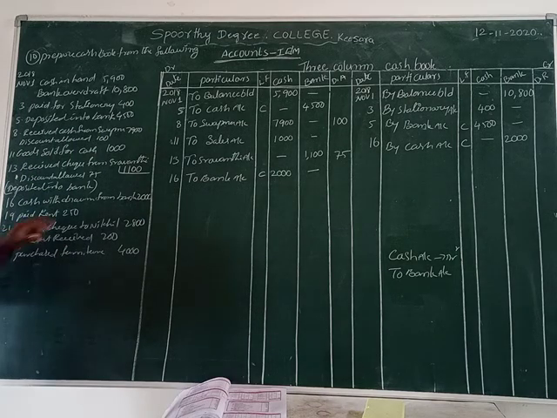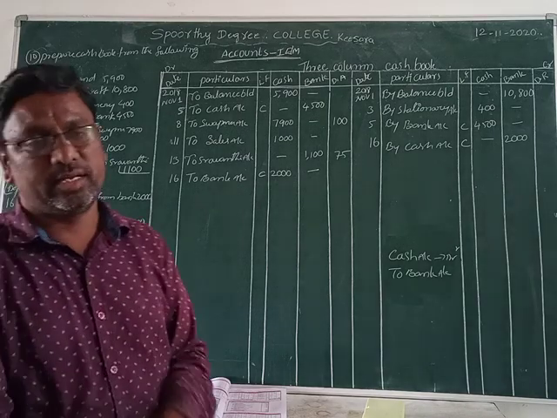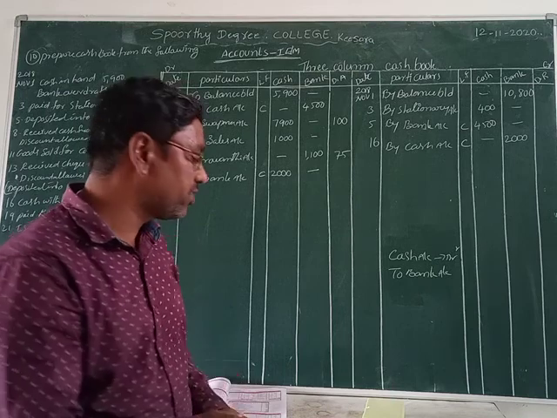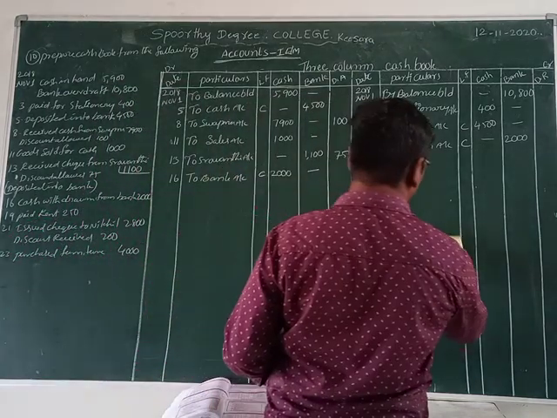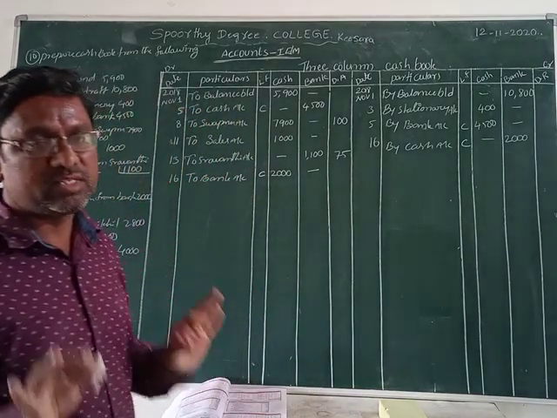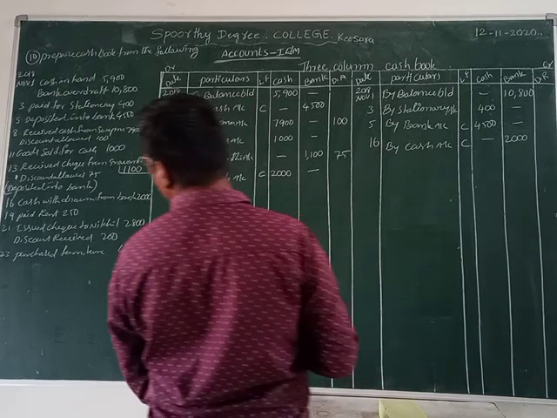Paid rent 250. How can we pay that rent, students? By cash only. Rent we can pay by cash only. That's why we record it on which side, students? Credit side. Why? Because this time cash goes out of the business. Then we record it on the credit side.